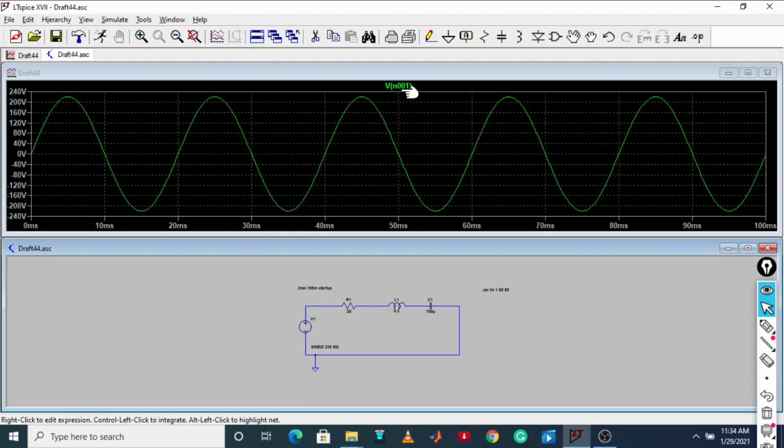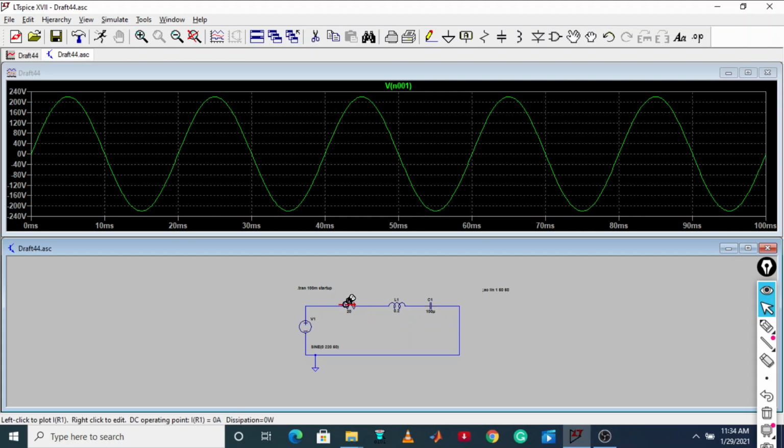Now if you check the voltage over here, this is the voltage that we got. What voltage have we given? It is around 220 volt. See, it is around 220 volt. Now if we need to calculate the current, see, the direction of current is this way, here also this way, here also this way, but here it is opposite.